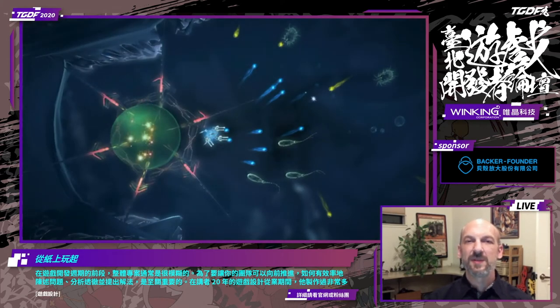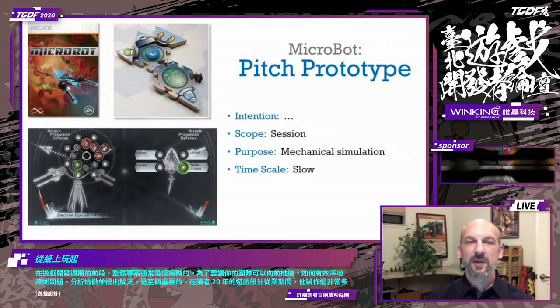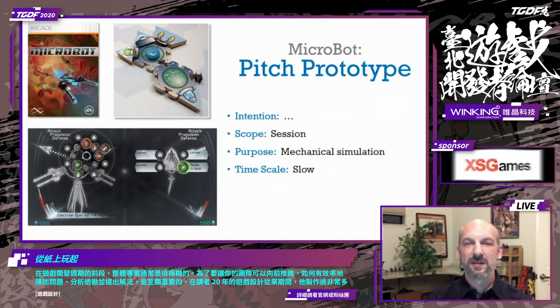This game is similar to Spore's Cell game, but with lasers and missile launchers, and it's much more action-oriented. The scope, purpose, and timescale are the same as the Cell prototype. But unlike the other prototypes I've shown, this example really didn't have a motivating intention. It was more of a happy accident. Still, it's nice to know that you can use a paper prototype as a way to make a pitch for a digital game.